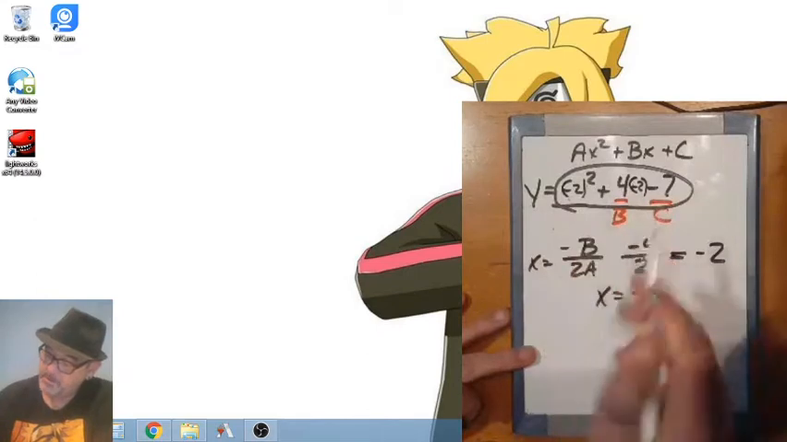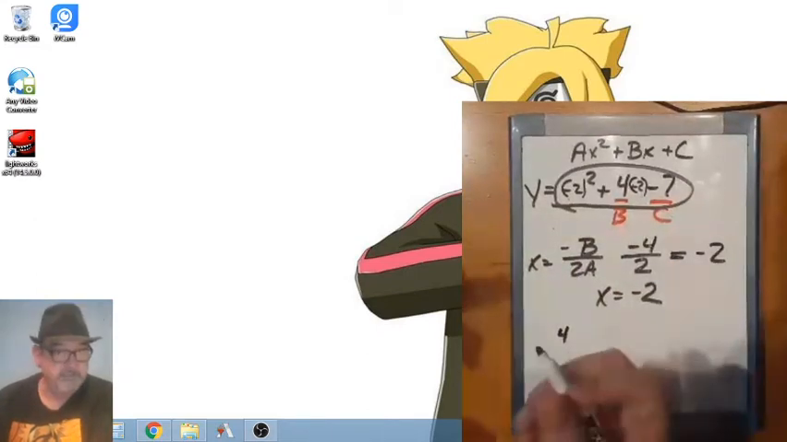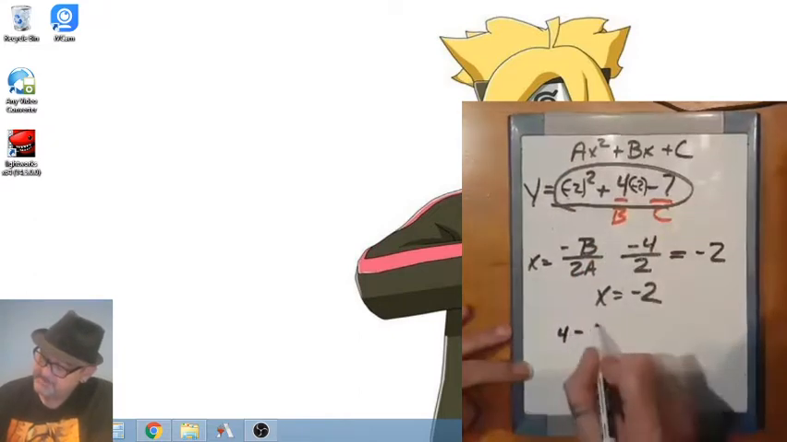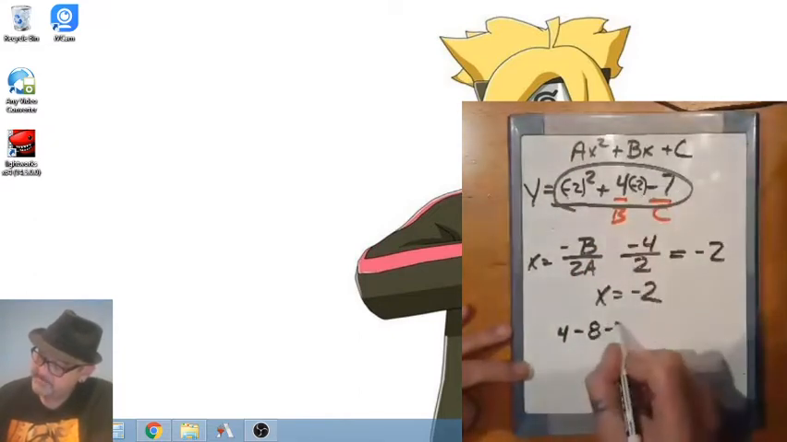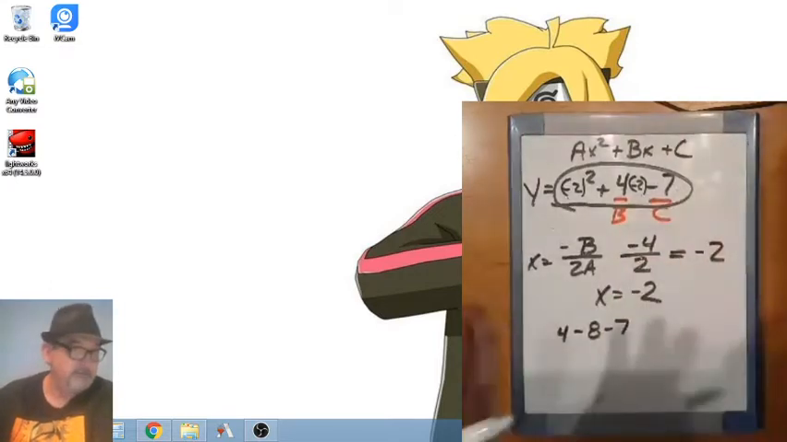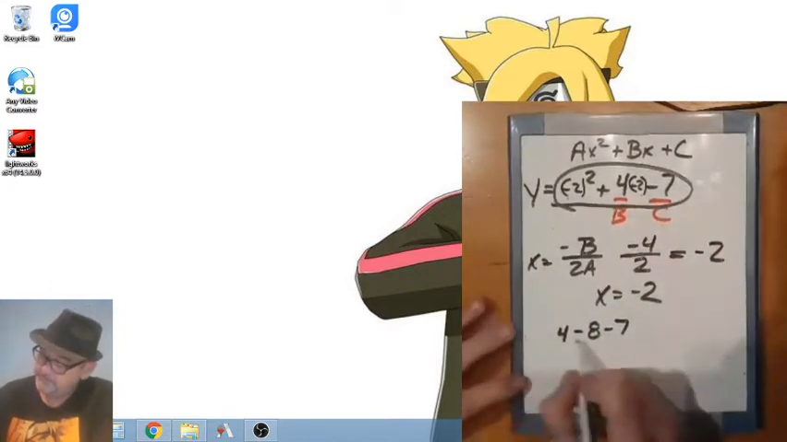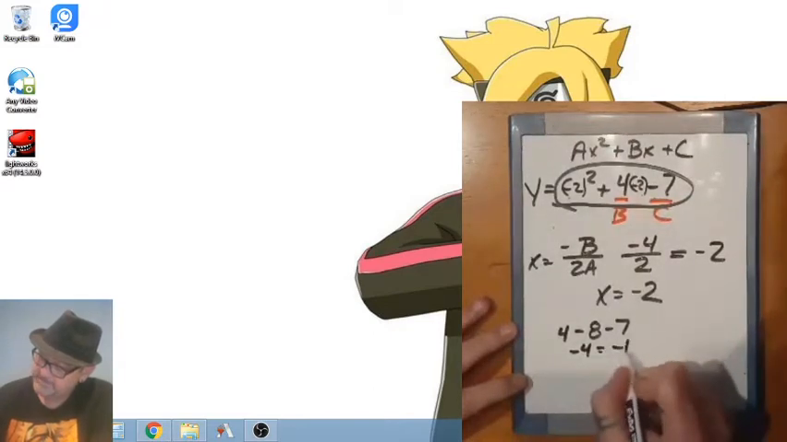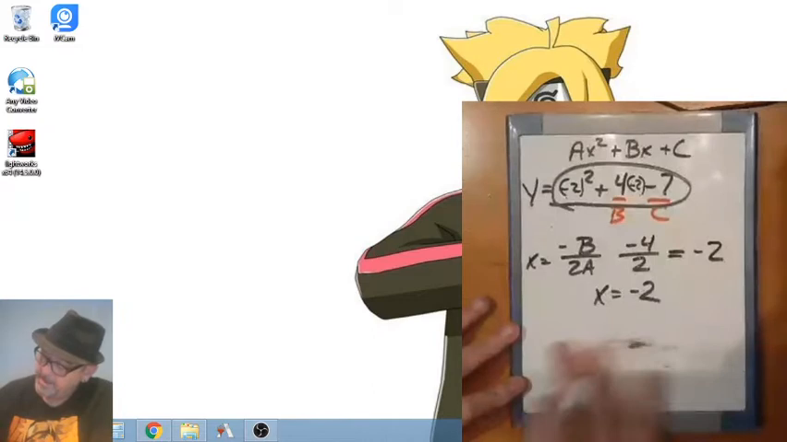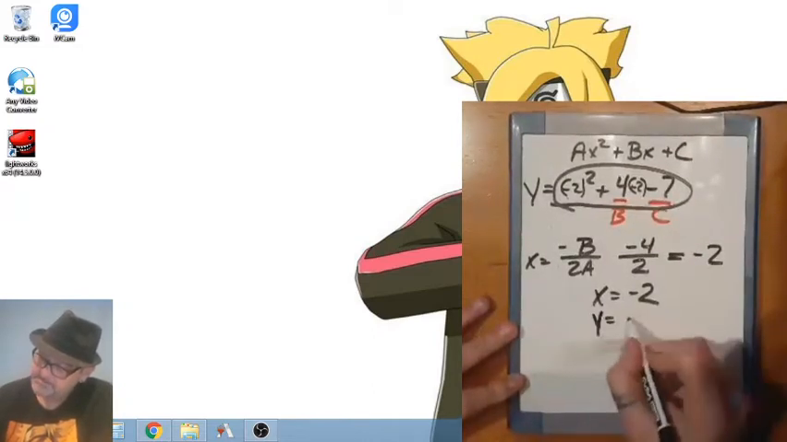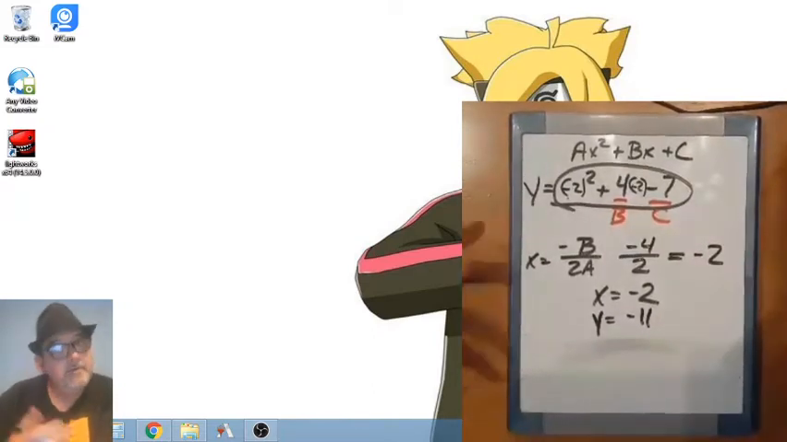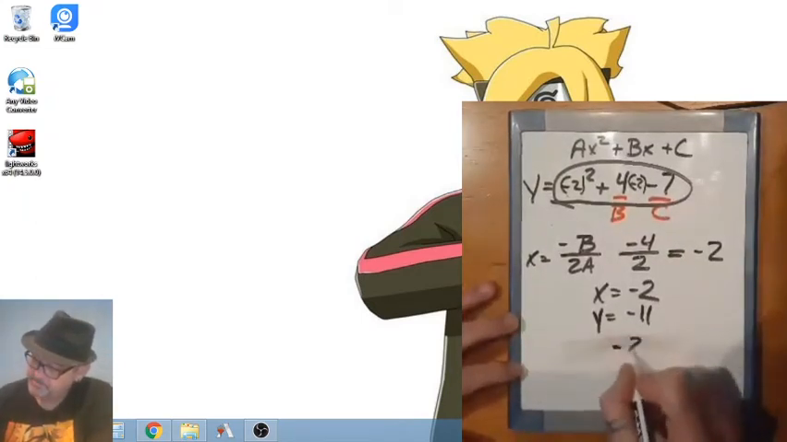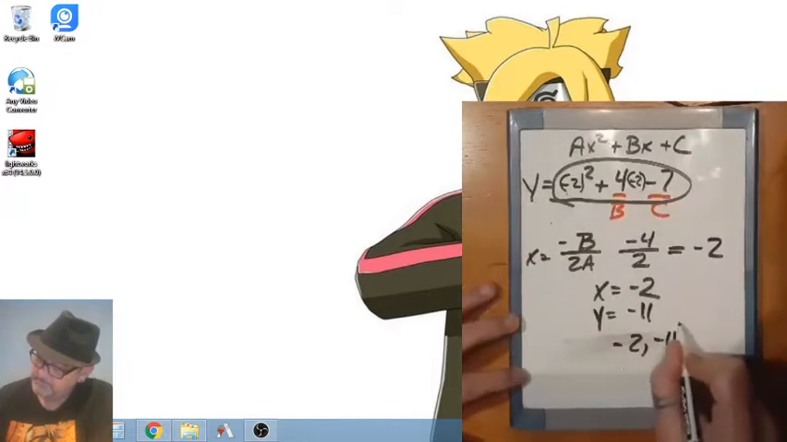Negative 2 squared is 4, because negative 2 times negative 2 is positive 4. 4 times negative 2 is negative 8. And negative 7 is just sitting out there chilling, negative 7. So 4 minus 8 is negative 4, minus 7 more is negative 11. So my y is negative 11. So remember, your vertex is a point. Well, here's the coordinates of my point, x and y. Negative 2, comma, negative 11.